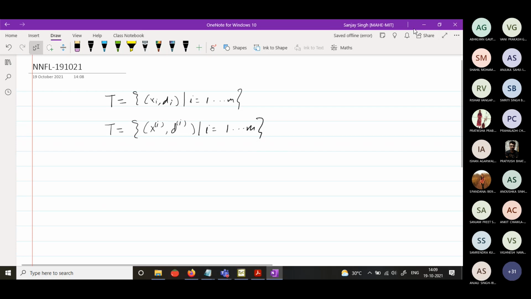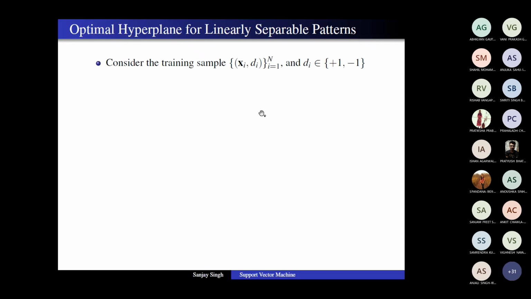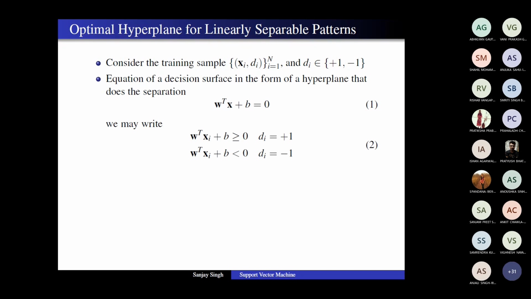Now let me go to this and we'll see about this. For the sake of simplicity, we are considering a training example like this, and we are assuming that the desired labels or values are +1 and -1. For the sake of simplicity, you could have taken anything. So we are saying that two classes are there. Now, the equation for the decision surface in the form of a hyperplane that does the separation.